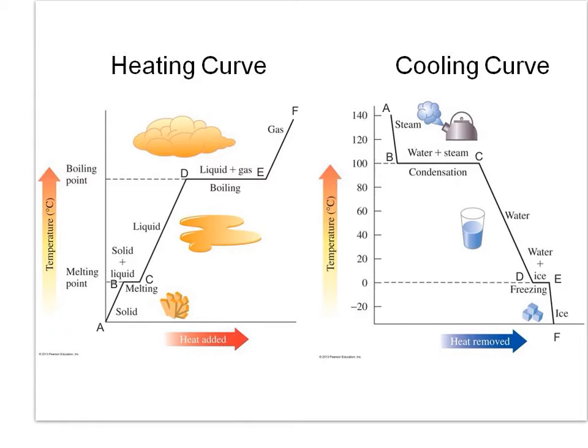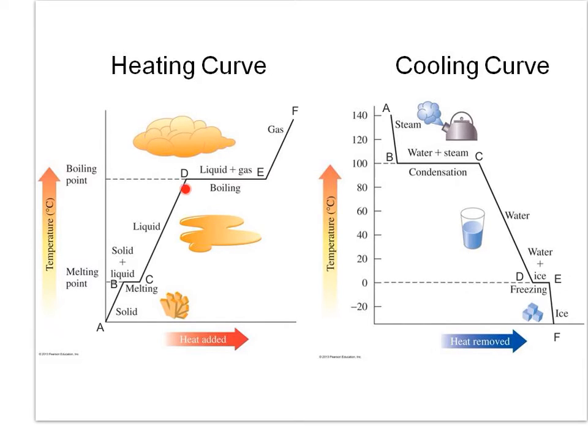When the substance comes to point C, it has turned completely to a liquid, but still at the melting point of the substance. C to D, the substance absorbs more heat, now in a liquid state, while raising the temperature. When it comes to point D, the substance has turned completely to liquid at boiling point.